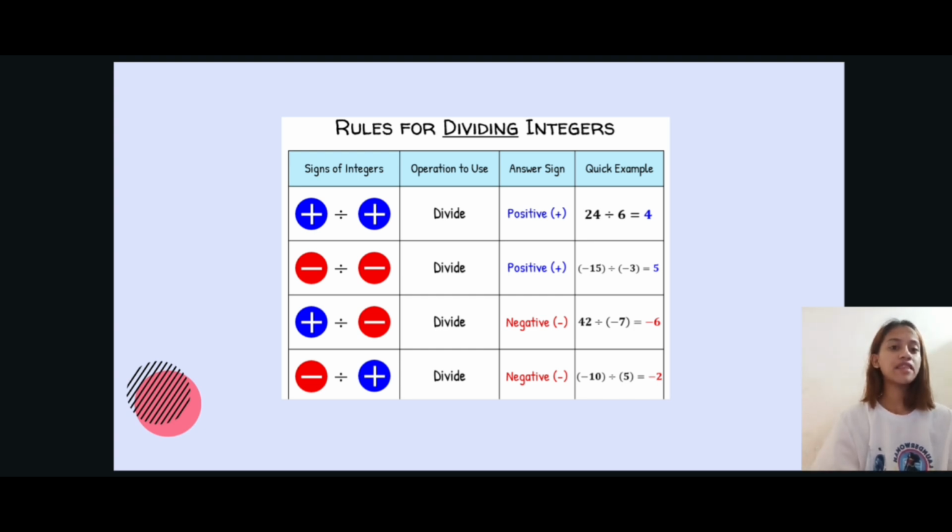So when the sign of integers are different, positive divided by negative, in division, the answer would be negative. So for example, 42 divided by negative 7 equals negative 6.